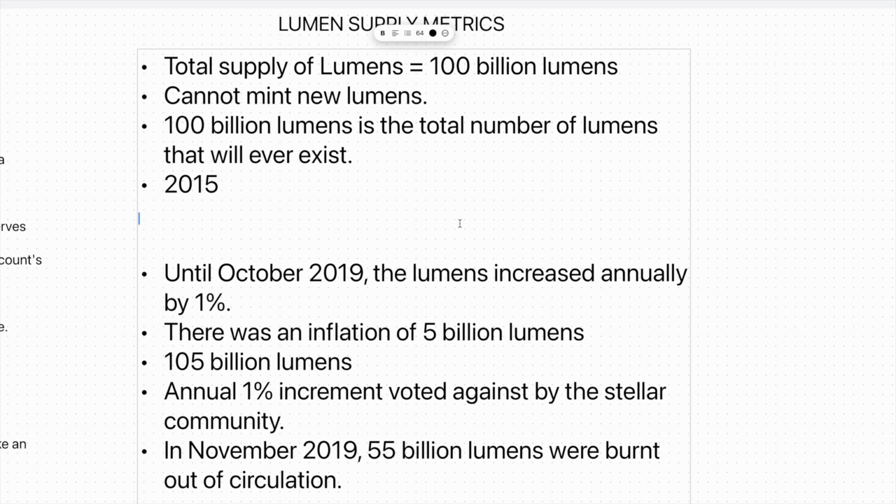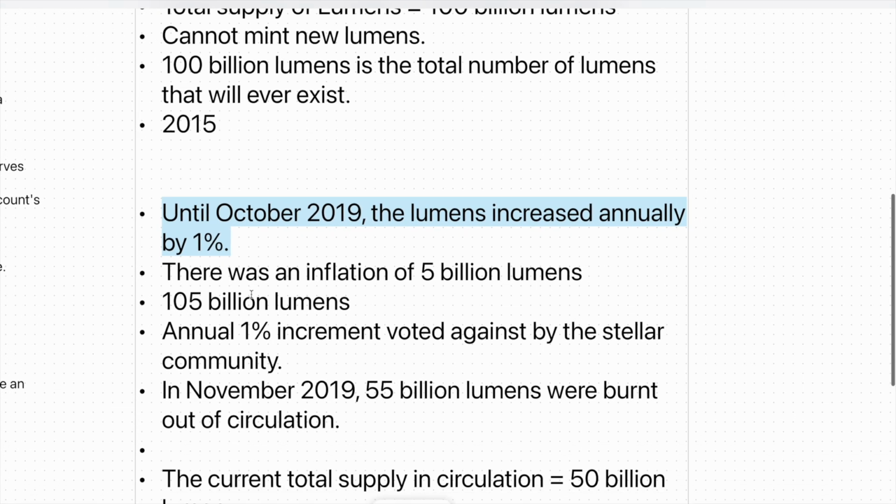Up until 2019, the lumens increased annually by 1%, and it was a deliberate decision by the SDF at that point. That was until October 2019. So the lumen increased annually by 1%, and it was a deliberate decision by the SDF, that's the Stellar Development Foundation. But in October of 2019, right?